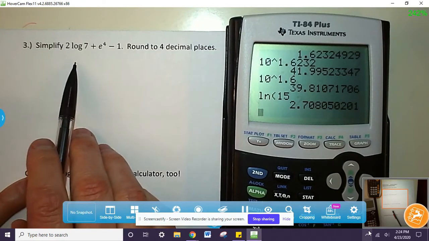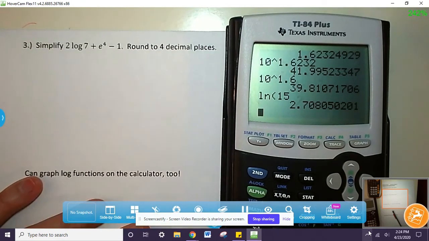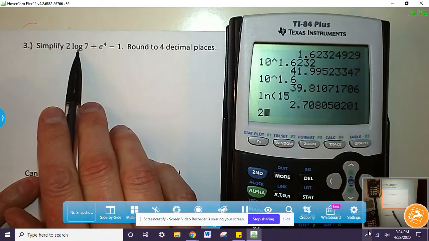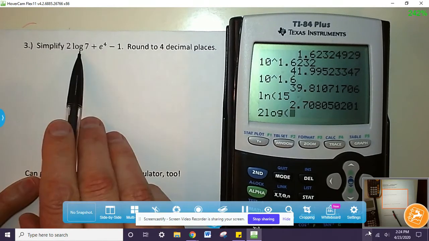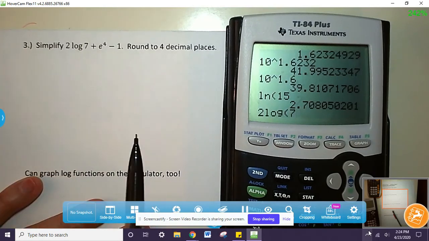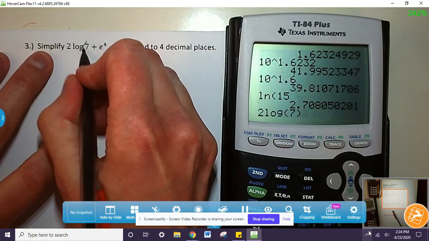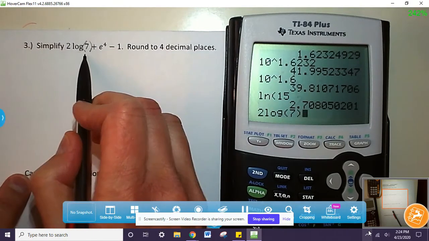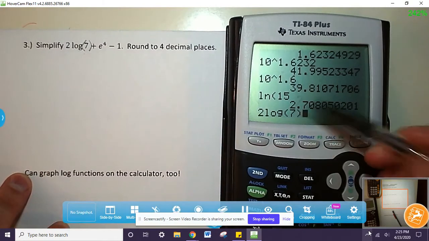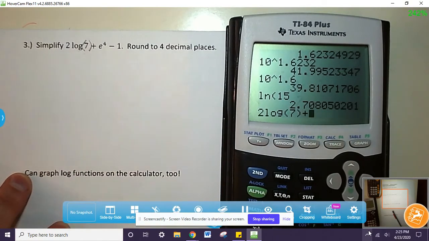For this one, we're just going to type in what we see. We're going to type in 2 times the common log. This is log base 10, so I just use the log button, of 7. What's important here is before we continue in the calculator, we have to close the parentheses, because the only thing we're taking the log of is the 7. Even though they weren't written, that's the only thing that's inside the log. Then we have plus e to the 4th and a minus 1.